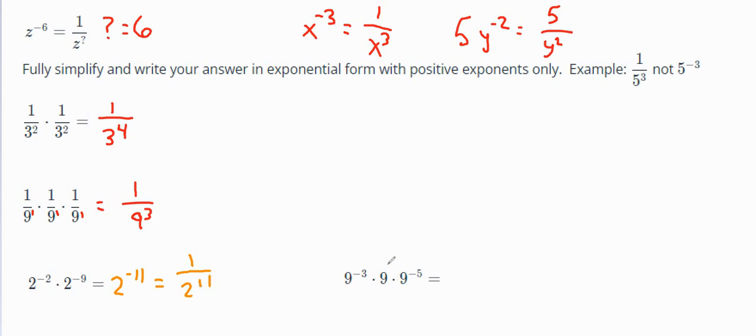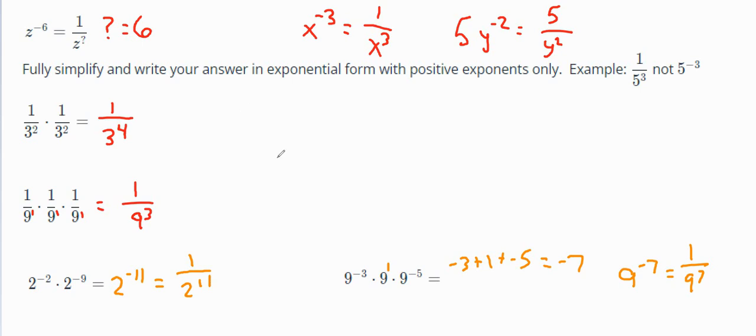And the last one on this, remember, even though we don't see it, there's a little 1 right there. So this is going to be negative 3 plus 1 plus a negative 5, or just minus 5. That's going to give us a negative 7. So this is the same thing as writing 9 to the negative 7 power, but we want positive exponents. So we're going to rewrite this as 1 over 9 to the 7th power.